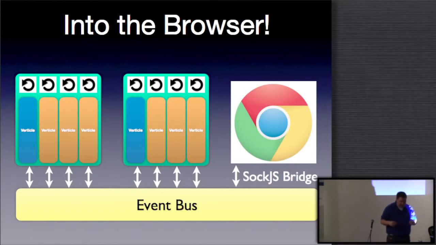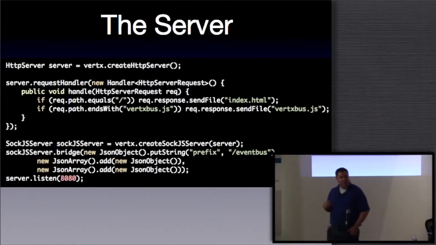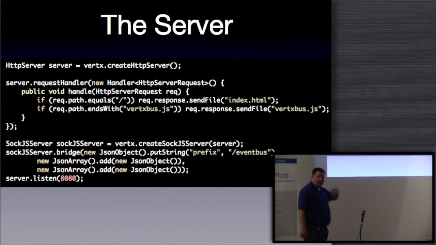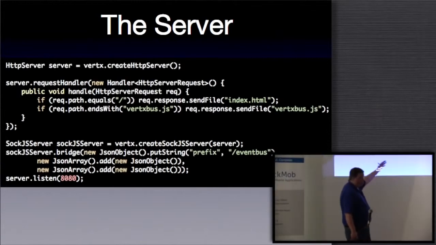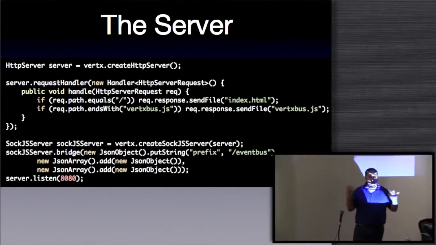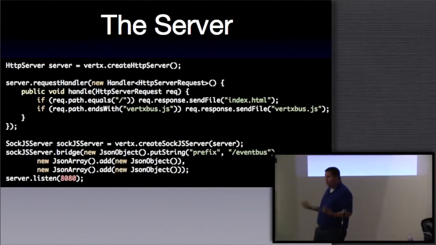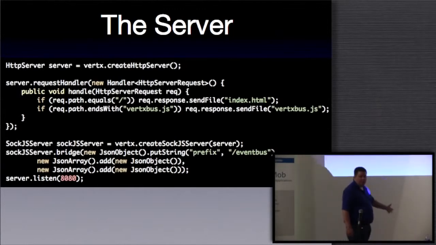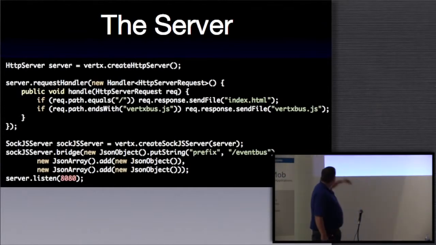On the server side here, we're creating an HTTP server, and we're setting up a basic request handler that's just going to serve up two files, an index.html file, and then the very important vertex bus.js. If in your app you want to write code that uses the event bus in the browser, you will have to include this. You also have to include sock.js in your application. Then we're going to create a sock.js server, since Vertex has a full implementation of the sock.js API. We're going to create that server, and then we're going to create a bridge, and we're configuring the bridge here.